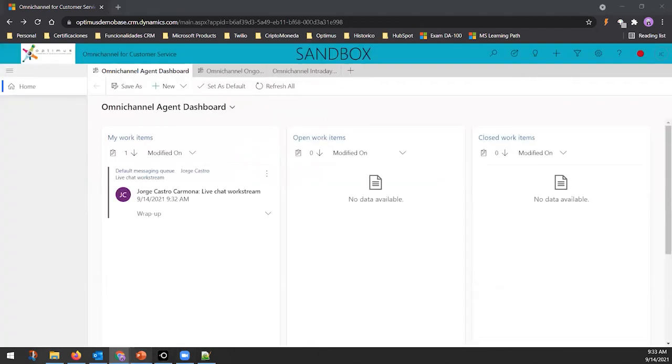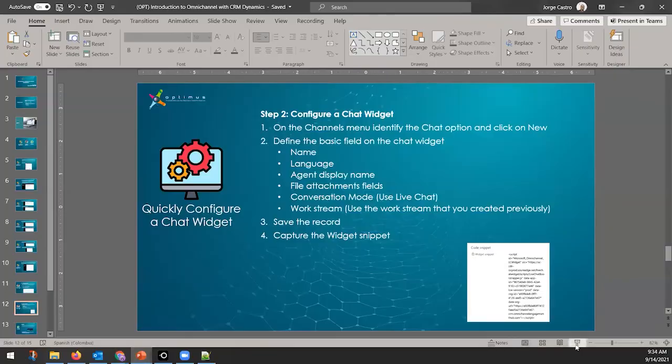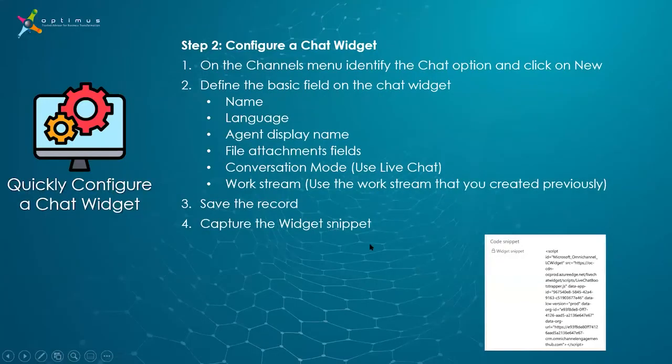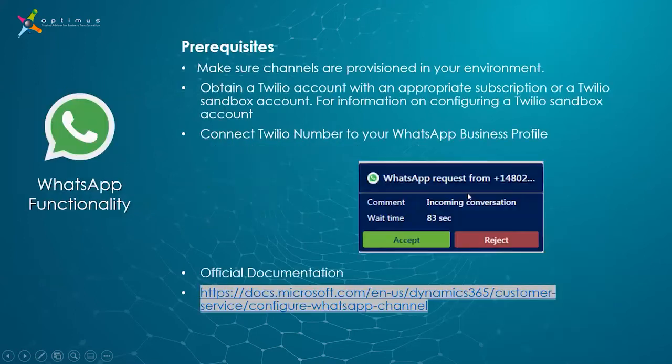Okay, so let's go back to the presentation, and I'm sorry because I just got involved with that. So to configure the widget, you just need to get your snippet and paste it in your website, and that's it. Okay, let's see the WhatsApp functionality.